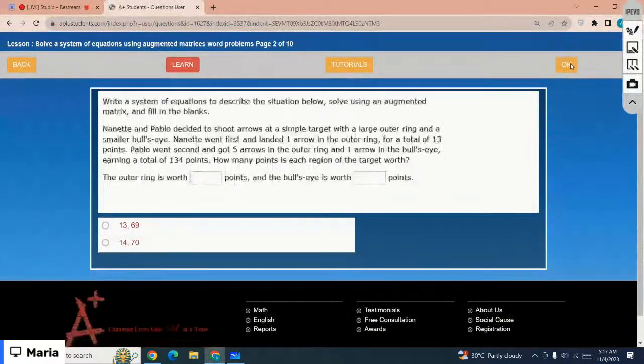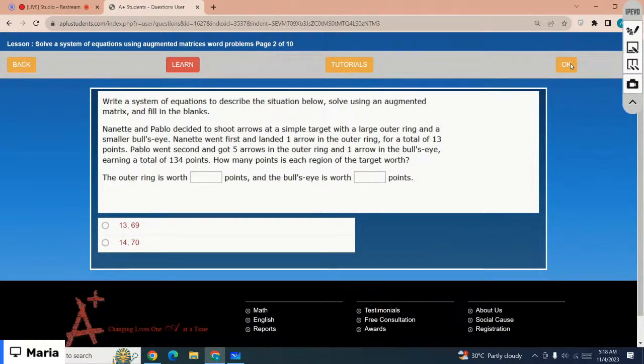Okay, let's just do another example. Write a system of equations to describe the situation below, right? Nanette and Pablo decided to shoot arrows at a simple target with a large outer ring and a smaller bull's eye. Nanette went first and landed one arrow in the outer ring for a total of 13 points. Pablo went second and got 5 arrows in the outer ring and one arrow in the bull's eye, earning a total of 134 points. How many points is each region of the target worth?